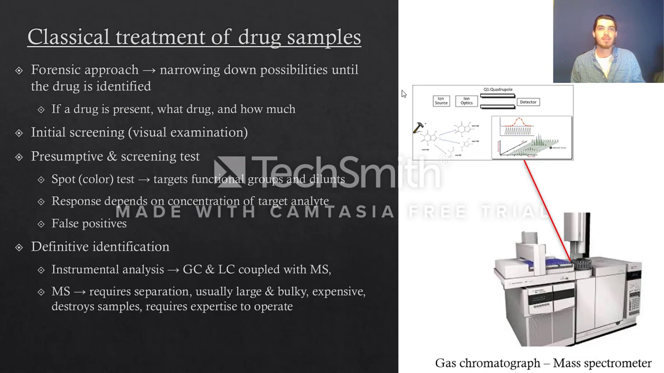The most common and accurate method is gas or liquid chromatography coupled with mass spectrometry. The major drawback of mass spec is that the instruments are usually large and bulky and therefore cannot be used in the field. They are also expensive, require training to operate, have long detection times, and require separation before analysis.